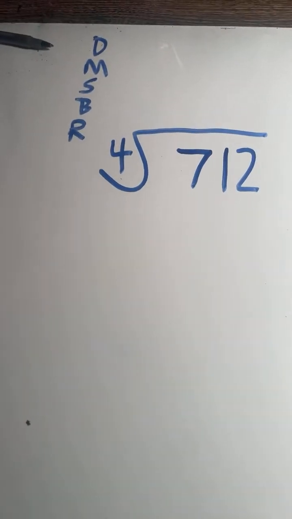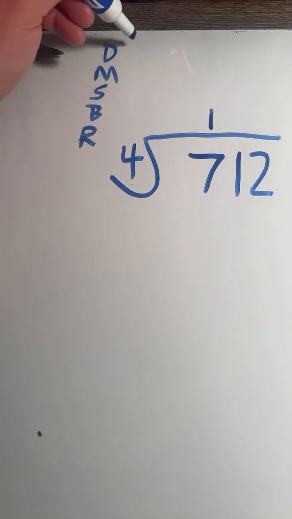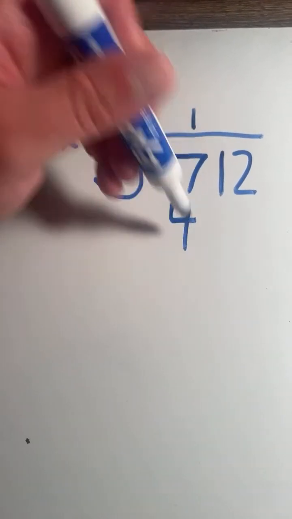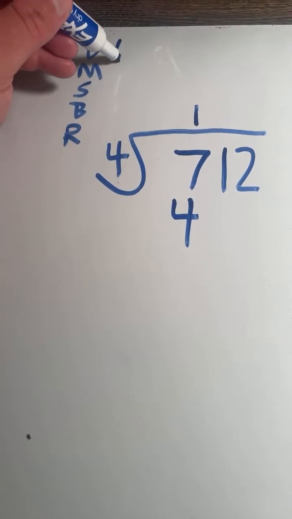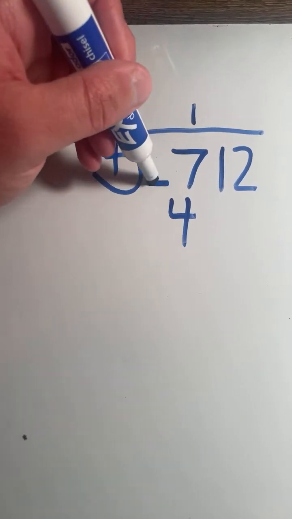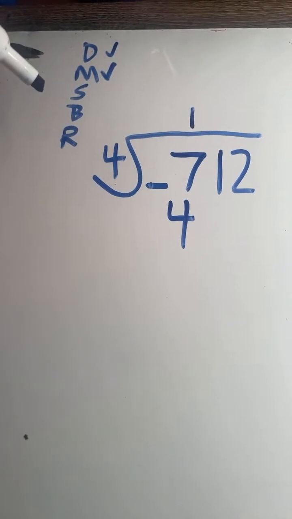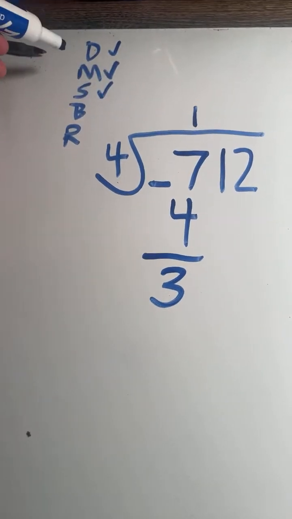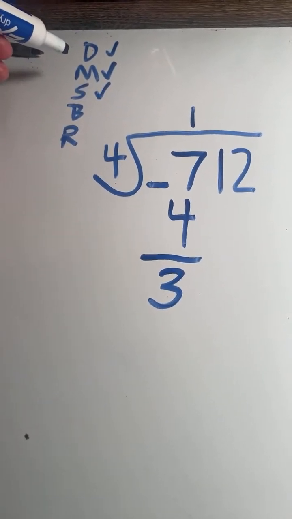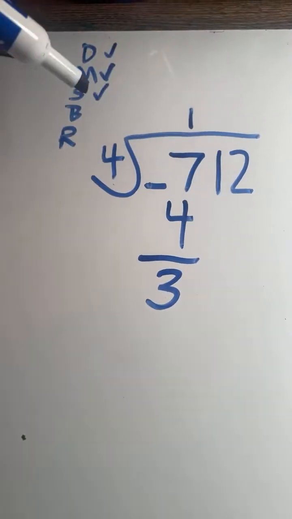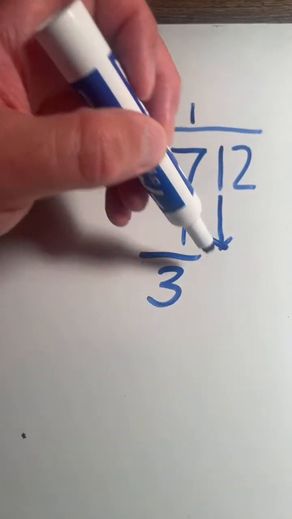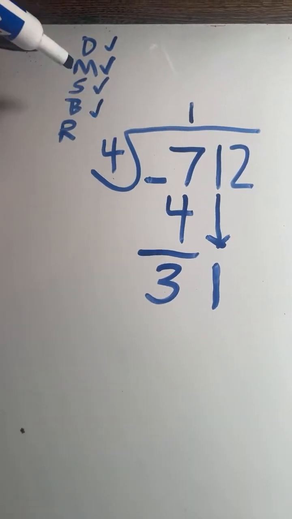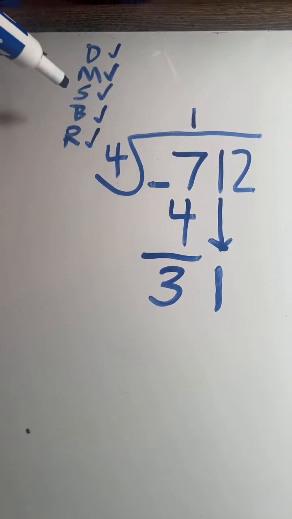7 divided by 4 equals 1. So that's step 1, we divide. Step 2, we multiply. 1 times 4 equals 4. 7 minus 4 equals 3. Next, we bring down the 1. That 3 becomes 31. Now we repeat the steps.